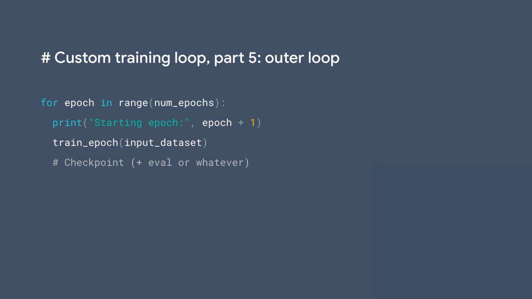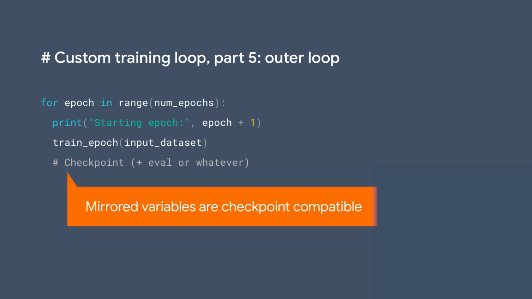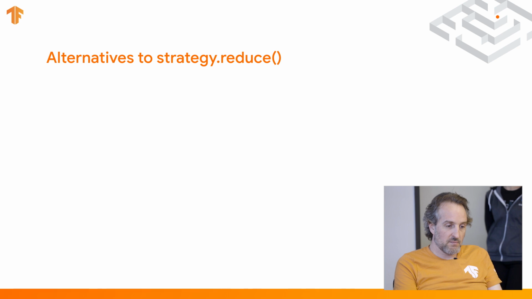Lastly, here is a simple standard outer loop where we're going to iterate through all the epochs that we're executing. It runs outside of the function in eager mode, so you have a lot of flexibility to run whatever logic you want. For example, you could put early stopping logic here. You could also, after each epoch, checkpoint or maybe eval. This is completely straightforward since mirrored variables implement the checkpoint saving protocol, so they save the same way as normal variables. We have tests that verify that the resulting checkpoints can be loaded by a non-distributed model and vice versa.